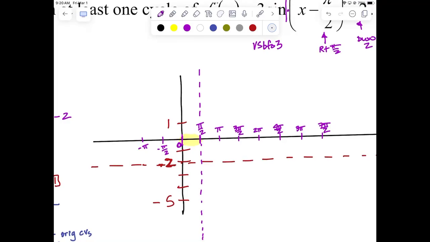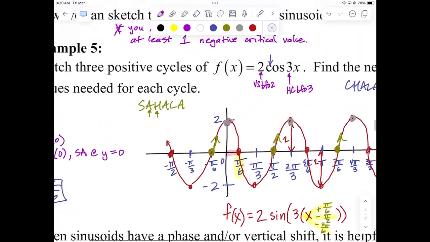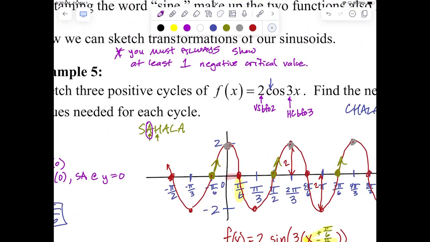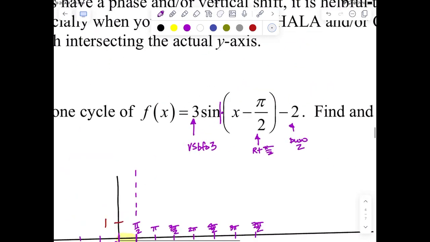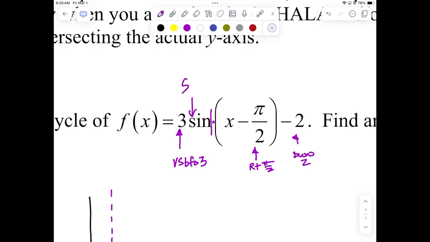When you sketch by the Sahala-Chawla method, you're always going to want to show your new x-axis, which is the sinusoidal axis, and your new y-axis, which is the shift. Because with the Sahala-Chawla method, that first letter in Sahala and Chawla always corresponds to the new y-axis. It always starts at the new y-axis. So what did this one end up being? It was a sine function, so it's what? It's Sahala. So I have to start on the axis and go up.